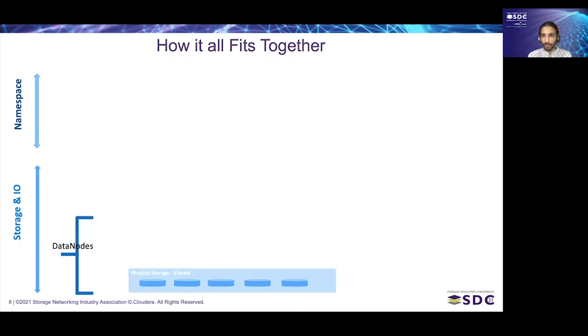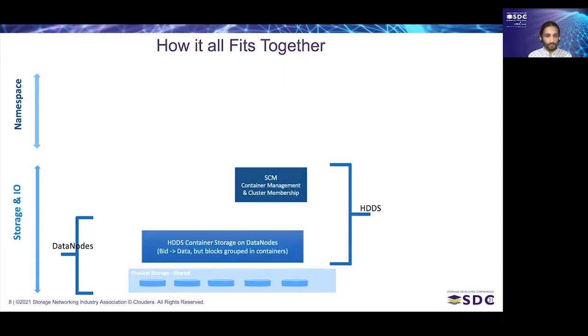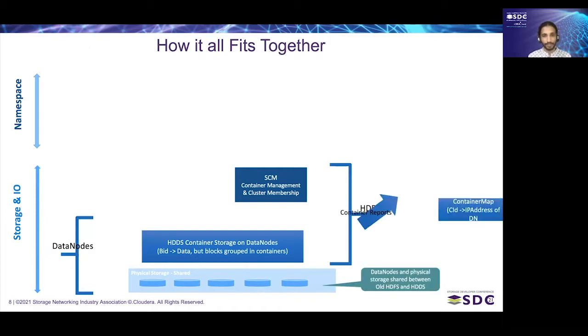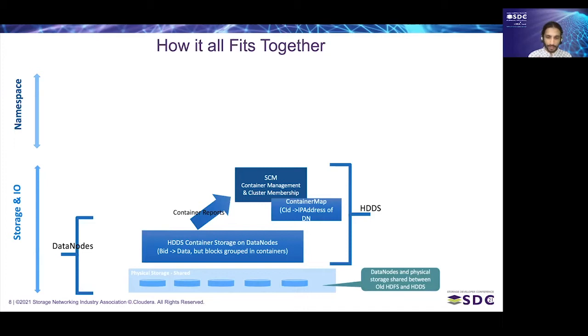So let's look a little deeper into the Ozone architecture. So we have data nodes. Data nodes are the storage nodes. They comprise multiple disks which store the file or object data. Then these data nodes are managed by the Storage Container Manager in Ozone. Periodically, these data nodes send container reports to SCM.